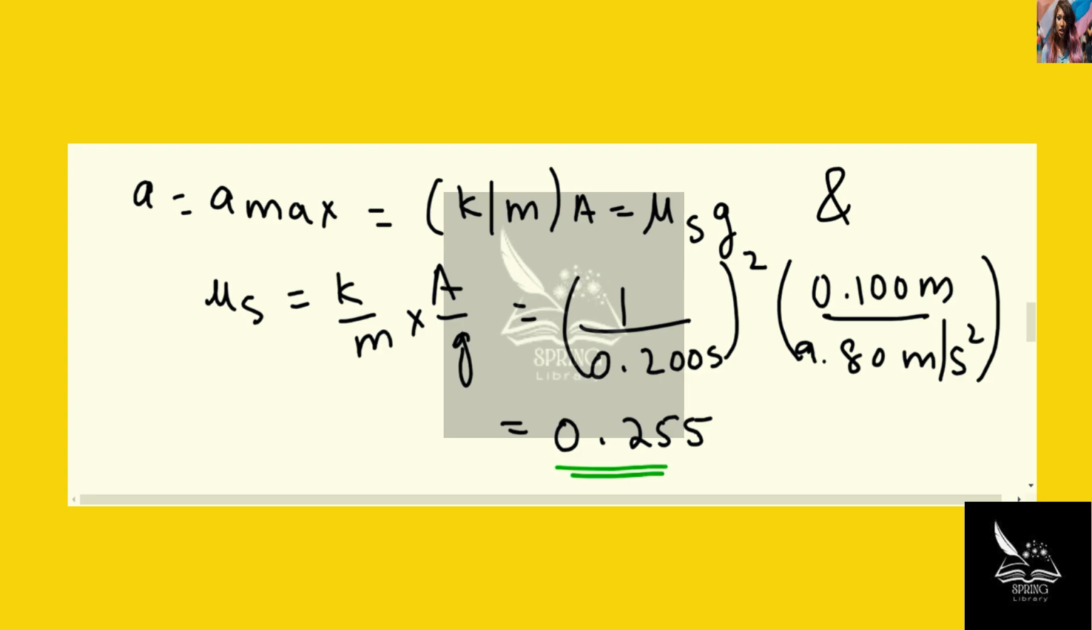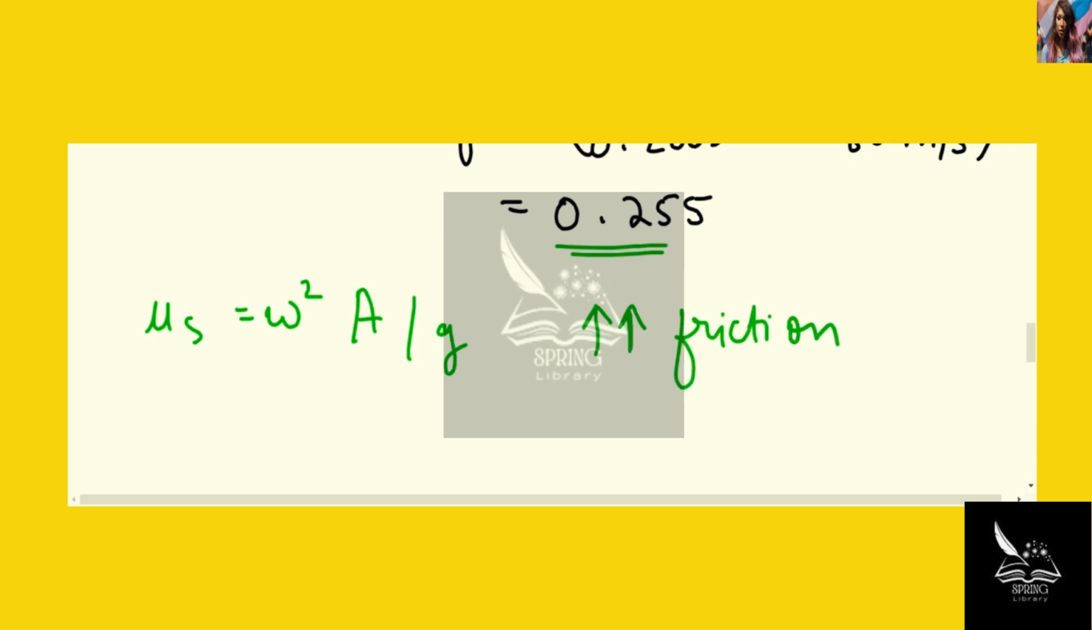We can also write it as μs = ω²A/g. So more friction is required if the frequency or amplitude is increased.